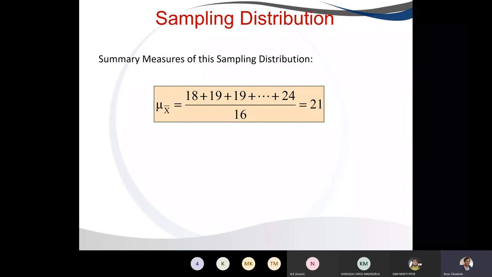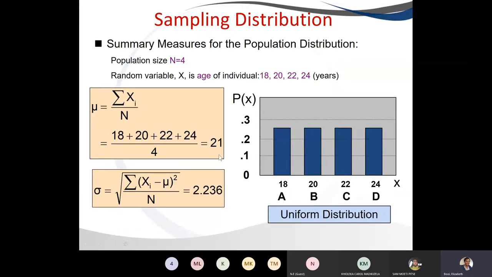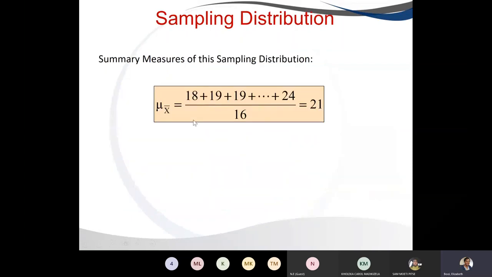Then I take the mean of all the 16 samples. All these values here at the top are the averages, the means of all the samples that I've selected. I calculate the averages and divide by how many samples I have selected, which is 16. When I calculate them, the mean of the sampling distribution still looks exactly the same as the mean of my population. Remember, my mean for the population was 21. When I calculate the sampling distribution mean from the samples, I get 21.